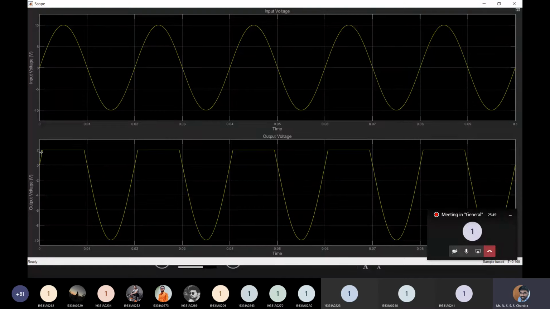So for this small portion, I'll just zoom it for your sake.